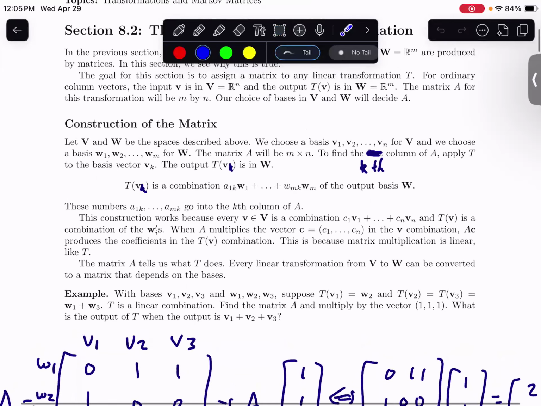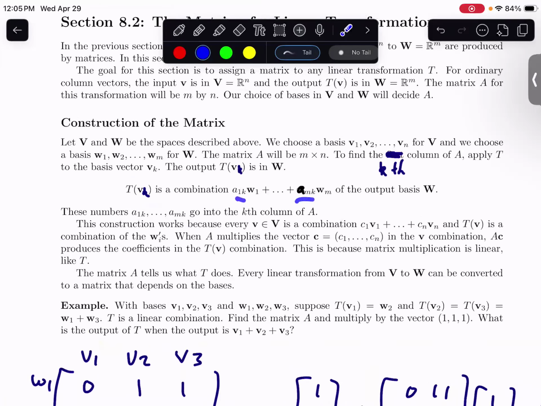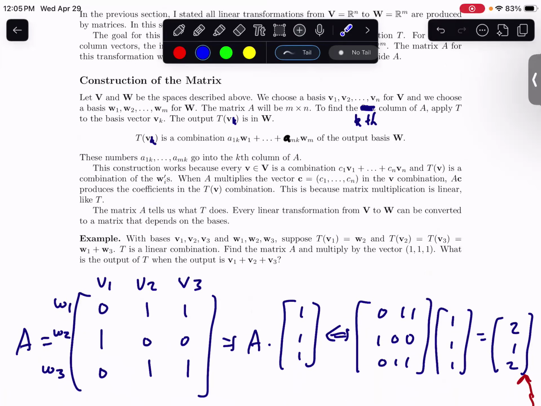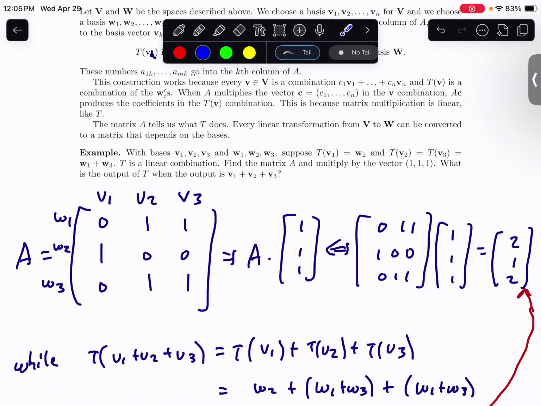So if I have the kth basis vector of V and I apply T to that basis vector, it's going to be expressible as a linear combination of the basis vectors W1 to Wm. And this is what's going to make up your column. I was inconsistent with my notation here: these coefficients A are going to make up the columns of the matrix corresponding to the transformation. This is the last example I did in the video that I posted on Monday.